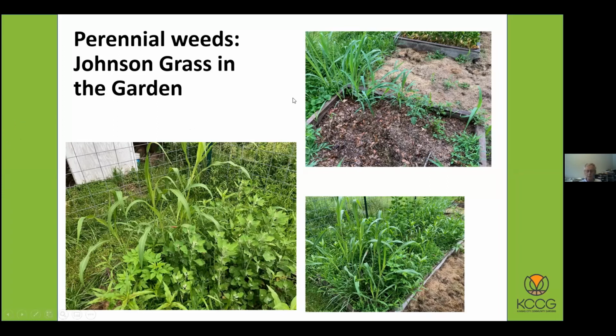In the upper right-hand corner, you can see some Johnson grass growing in the bed. And here again, you see some more growing in the bed. So obviously, you want to get rid of that. And if it's just a clump like that, you can dig it out and shake the dirt off the roots and get it out. But if you have a lot of it, it can be a real difficult problem to deal with.